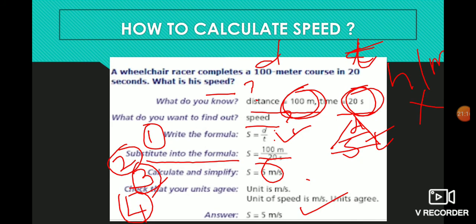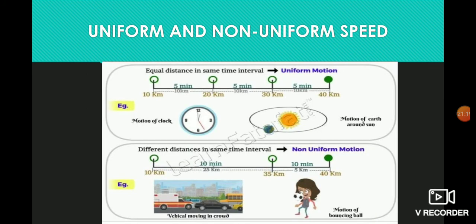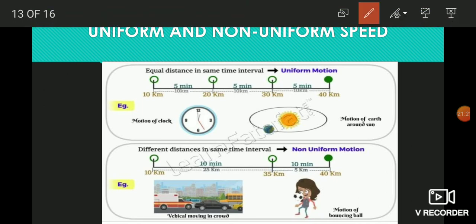Earlier we calculated that speed can be uniform or it can be non-uniform. How so? You look at the picture which is above. This is a car or any vehicle which is traveling. At 10 kilometers, at 20 kilometers, at 30 kilometers and 40 kilometers, they have given the time taken. In 5 minutes, it travels from 10 kilometers to 20. So what is the distance traveled? 10 kilometers, isn't it?